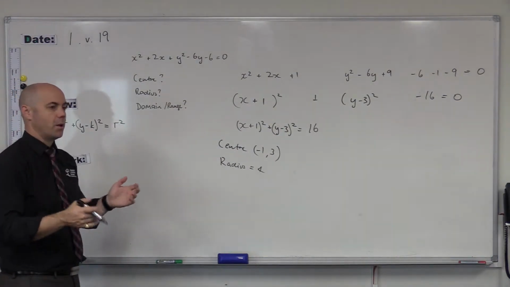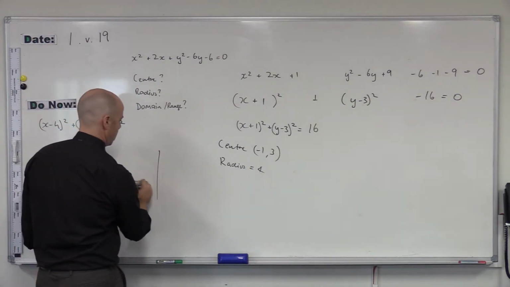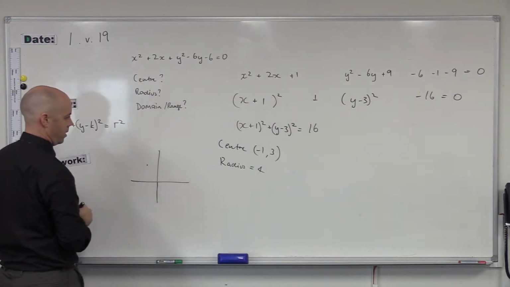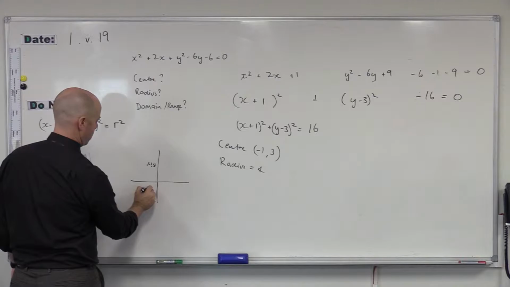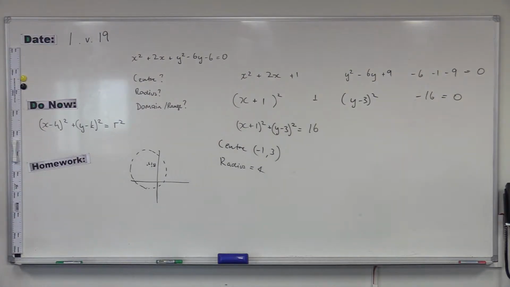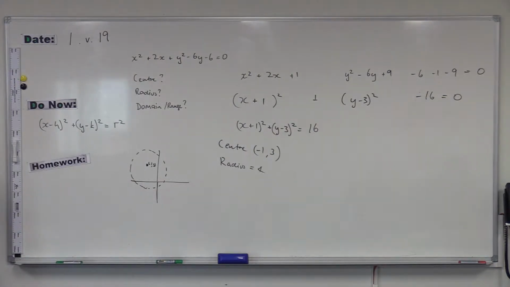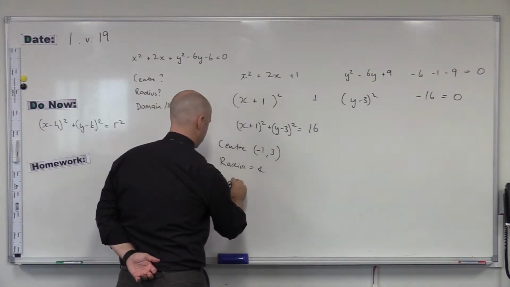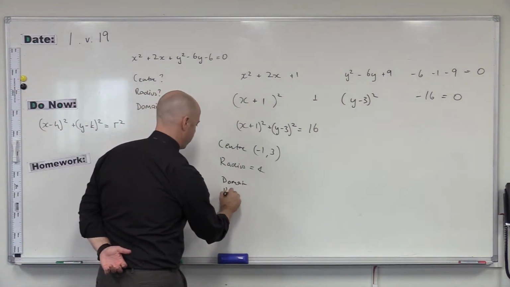Domain and range. So I might just draw this because I'm now thinking about what our domain and range is. So I'm just going to put on very generally, the centre at negative 1, 3, and a radius of 4. So when we talk about domain and range, what are we saying? Domain is all the x values, range is all the y values.